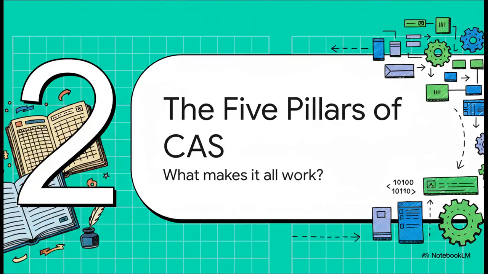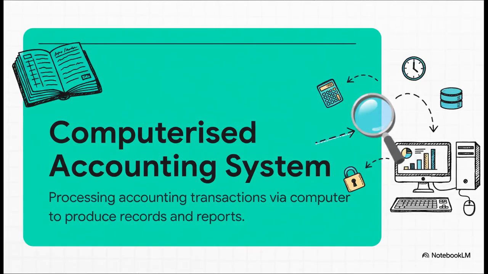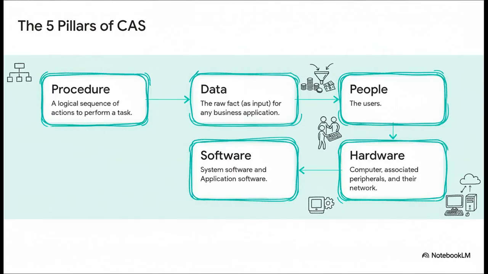Okay, so how does all this magic actually work? What makes a computerized accounting system, or CAS for short, tick? Well, it's not just the computer itself. Think of it like a recipe. It has 5 main ingredients, or as we call them, the 5 pillars of CAS. So, before we get to the pillars, what exactly is a CAS? It's simple, really. It's just the process of using computers, both hardware and software, to record all our accounting transactions and automatically create our records and reports. That's it.